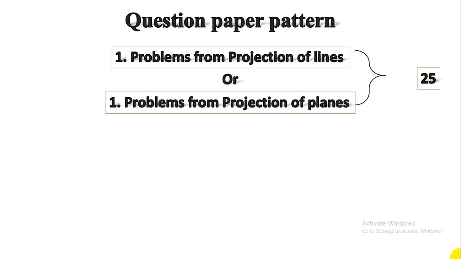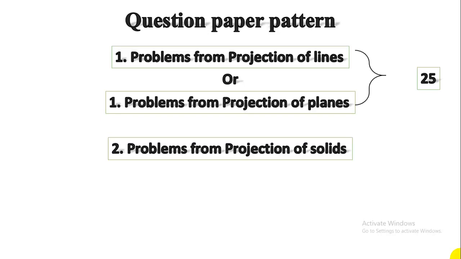Or if you practice planes well, you can do those problems and get the 25 marks. We will concentrate on projection of planes, because some of the concepts help in the next module, projection of solids, where we need some concepts of planes. That's why in most cases we skip lines and discuss only planes. The second question comes from projection of solids, and it carries the major marks, 45 marks. That means almost 50% of the marks go to this module, so we have to give more concentration to it.